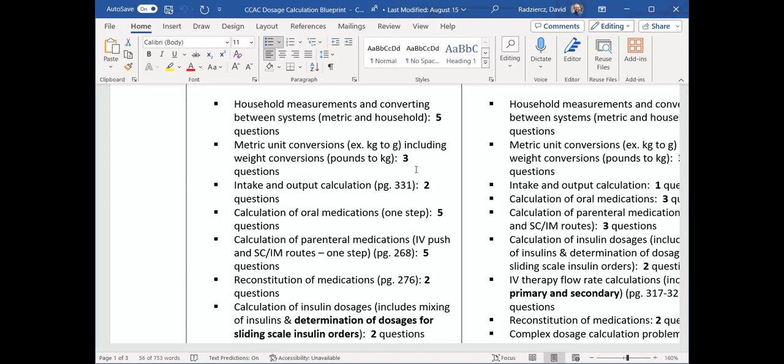Then we'll do a reconstitution question. This is more of a challenging question in how to read a label. And I'll try and give you some tips and tricks on how to look at and review labels.